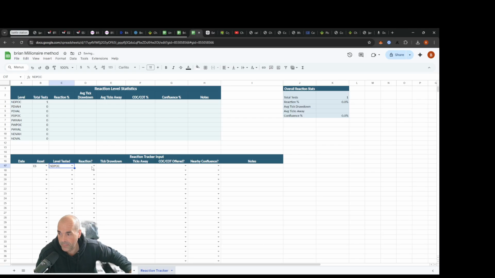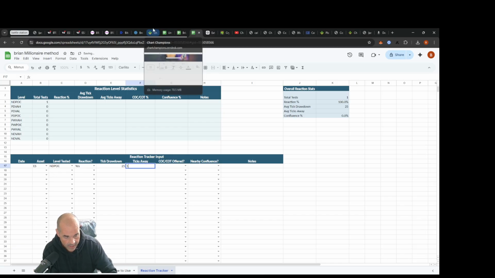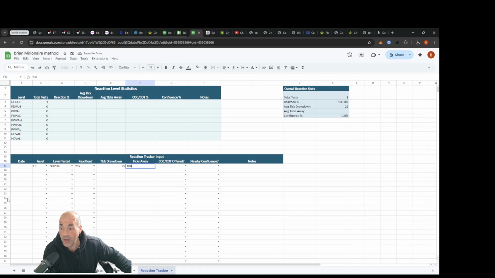Was there a reaction? Yes, there was a reaction. Was there a drawdown? Yeah, there was about a 25 tick drawdown. And then did it move away? Yes, it moved away 100 ticks. Okay, was there a valid entry? Yes. And was there nearby confluence? Let's say yes. Okay, cool.